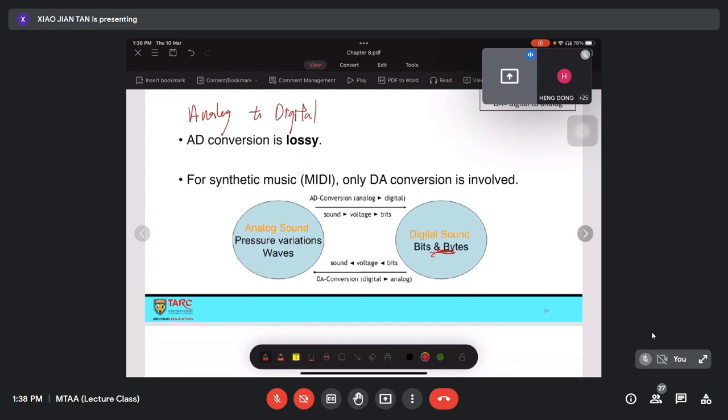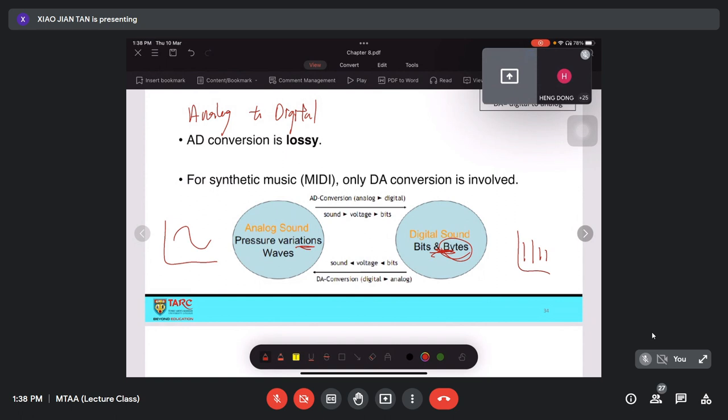When we deal with the digital world, we always deal with bits and bytes. As you remember, 1 byte represents 8 bits. So byte would reflect your size. And for analog, we always deal with a natural wave, which is a continuous wave, depending on what wave it is, not necessarily sinusoidal. But for digital, it would be discrete.